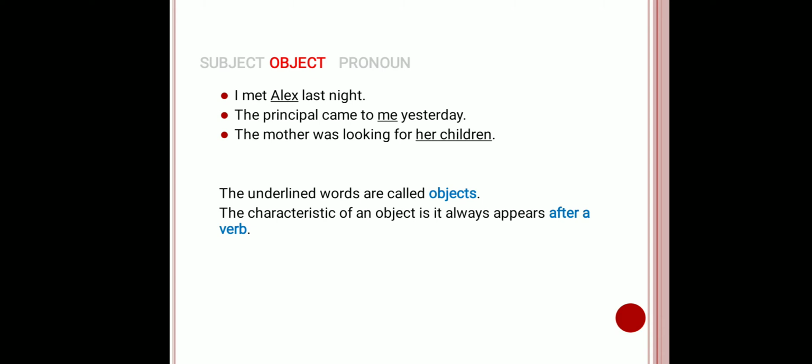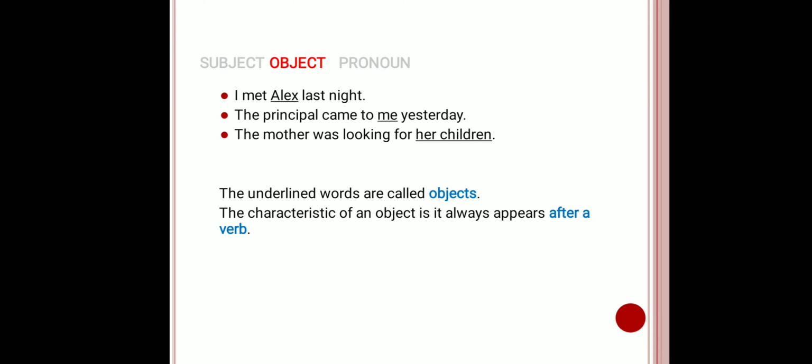The characteristic of an object is it always appears after a verb. It should always be after the verb. Like here, I have the verb which is met in the first example. I met Alex. So I, which is a subject pronoun because it's at the beginning of the sentence. Then I have the verb which is met, and then I have the object which is Alex. So Alex comes or appears after the verb which is met.